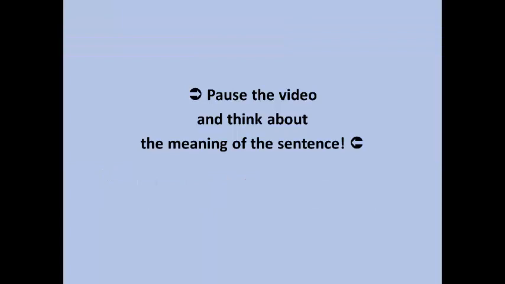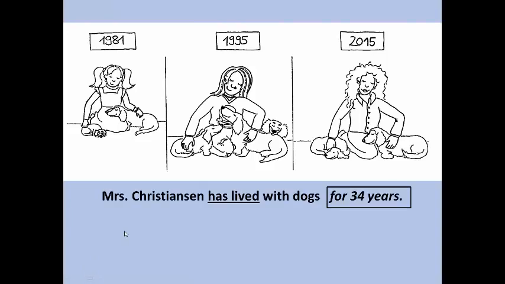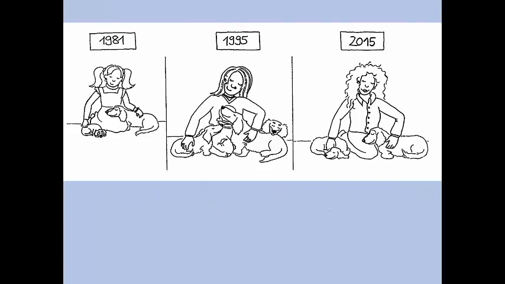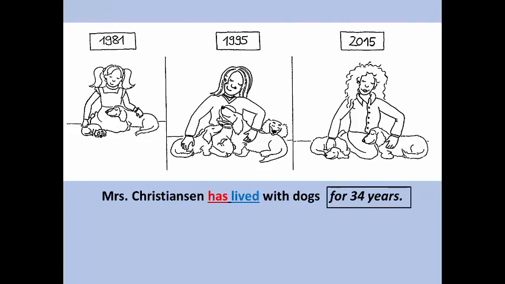Pause the video and think about the meaning of the sentence. So, if you look at the verb, let's talk about the form. The first part is have or has. Here it is has, because you could also say she. If you say he, she, or it, remember, you say has. With all the other persons, I, you, we, they, we use have.